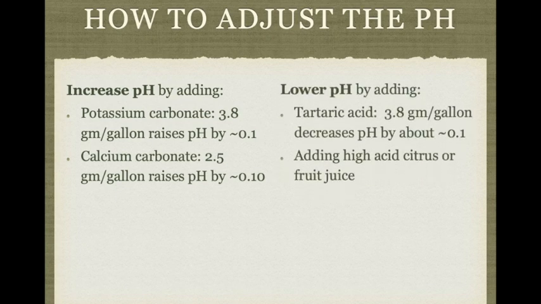Lowering pH is a lot easier. You simply add acid. My preferred acid addition is tartaric acid, although I'll use malic acid too, especially if it's, say, a mead that normally has malic acid in it. Or you can just add high acid citrus or fruit juice to lower the pH.